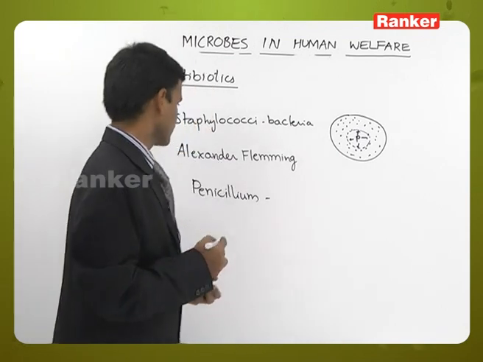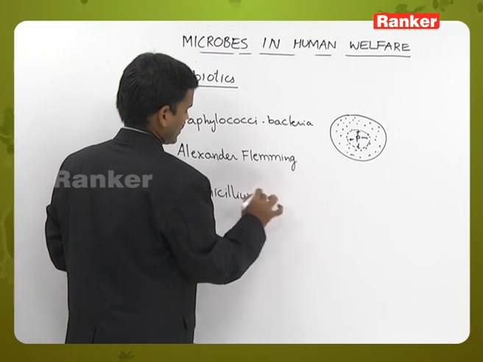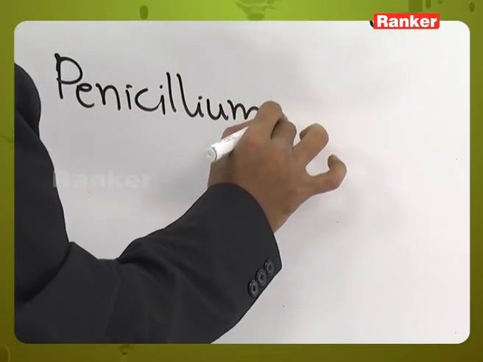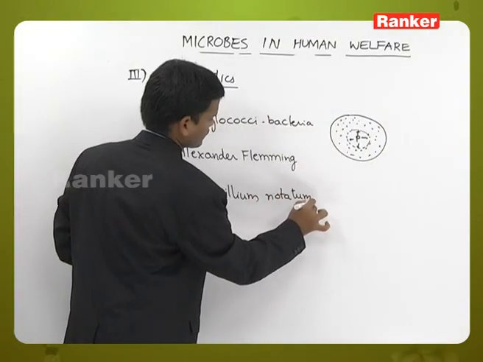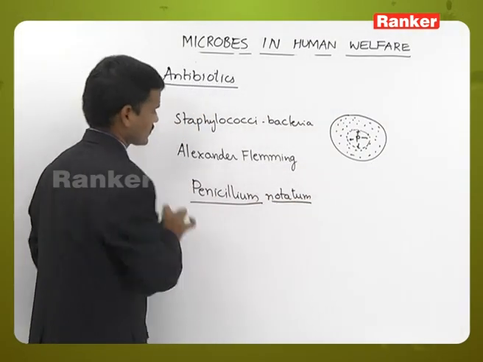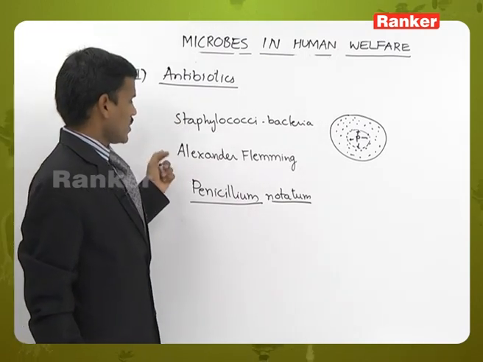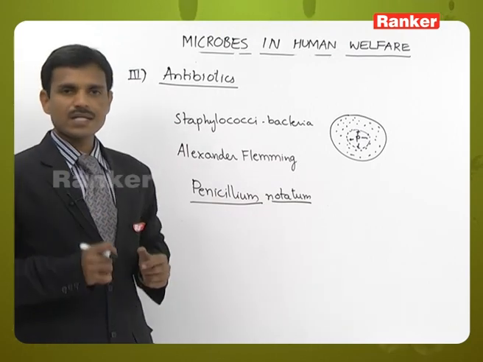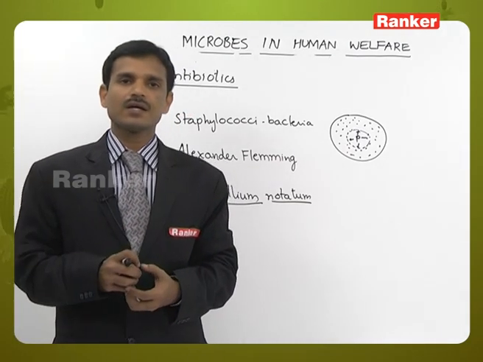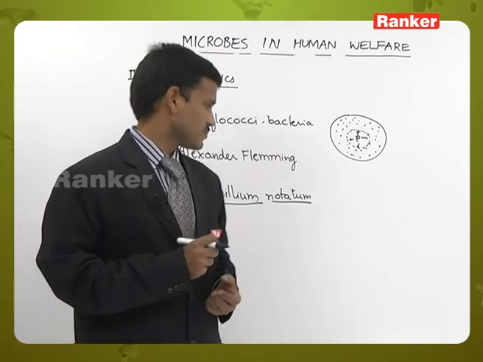antibiotic. Penicillin was first extracted by Alexander Fleming from Penicillium notatum. First it was identified by Alexander Fleming in Penicillium notatum. Next, extensively or industrially in large quantities, it is extracted from Penicillium chrysogenum.